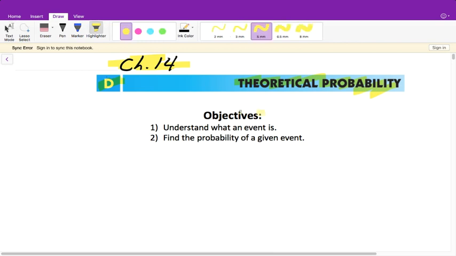All right, so our objectives for this lesson is to understand what an event is. We've already talked about this in the last video a little bit, but just to understand it a little bit more. And then we're going to find the probability of a given event happening. Find the probability of a given event occurring.